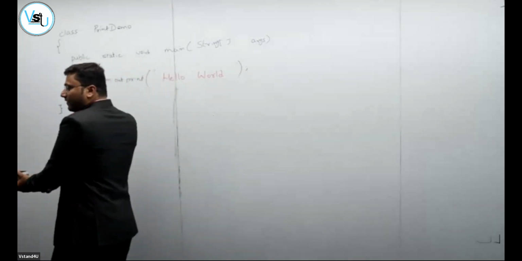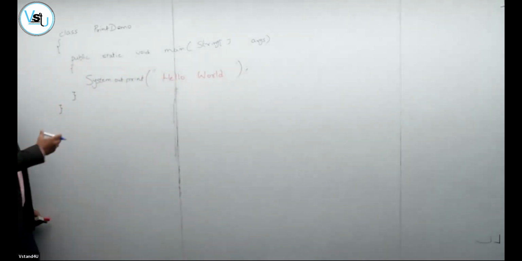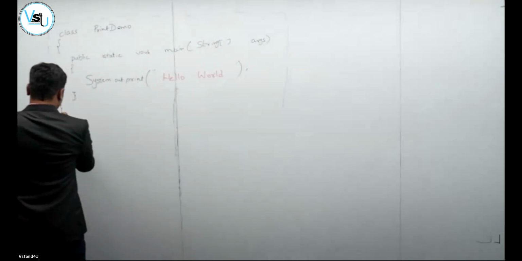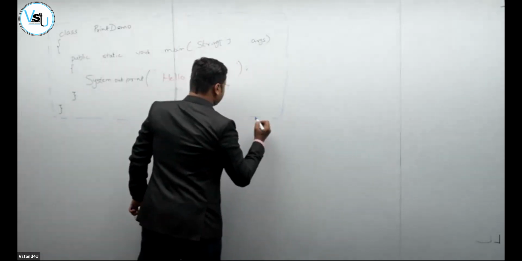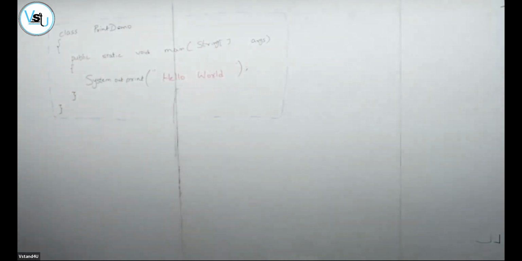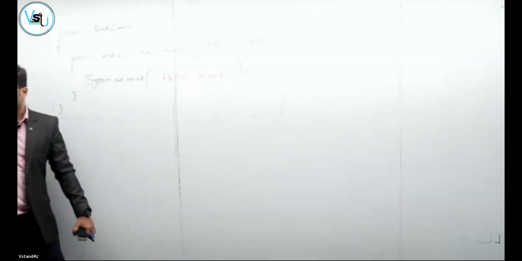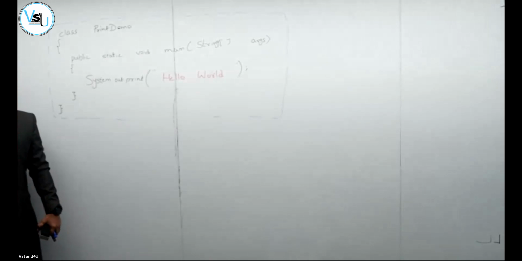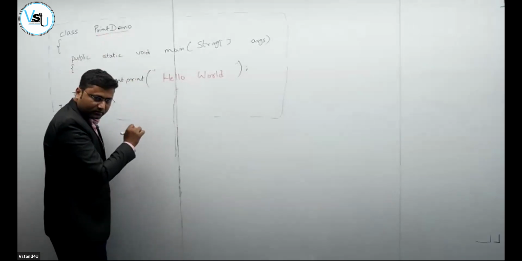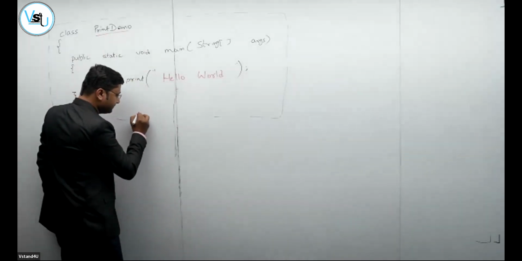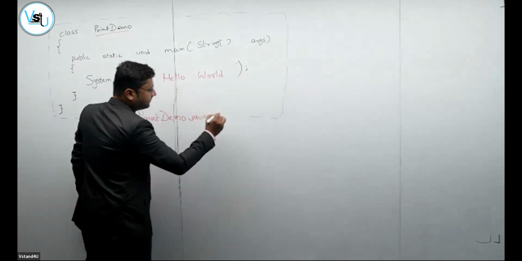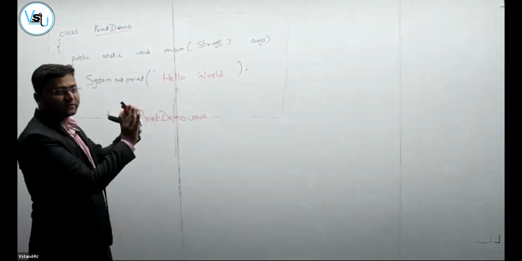When I have written this much and program writing is done, then what do I do? Then I should save this program with some name. What is the name I should save the program as? PrintDemo or first program? Yesterday we wrote first program. Whatever the class name is, accordingly save the file. Am I right? What is the name? PrintDemo.java. Done, sir. So my file has been saved with this name.